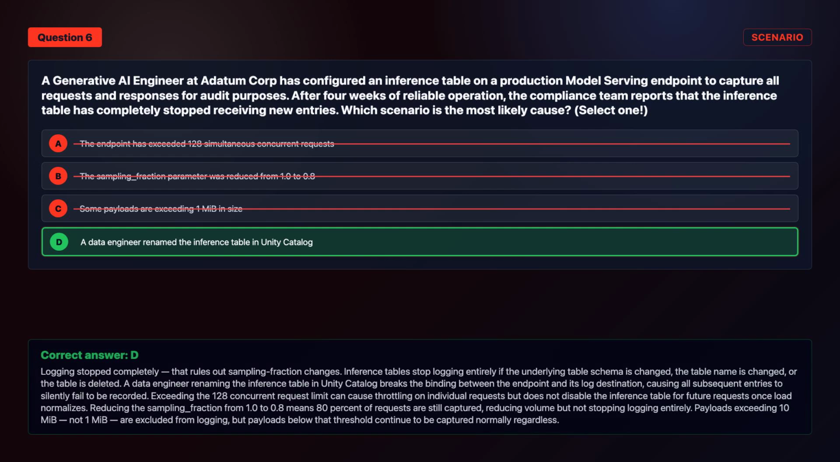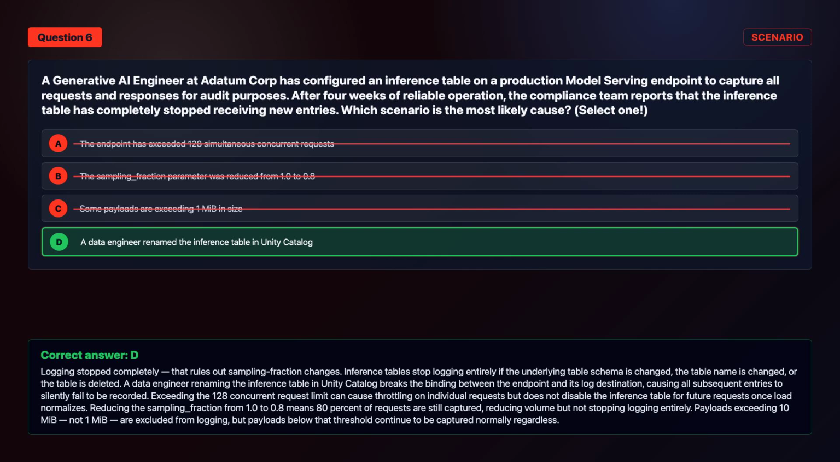The correct answer is option D. Logging stopped completely. That rules out sampling fraction changes. Inference tables stop logging entirely if the underlying table schema is changed, the table name is changed, or the table is deleted. A data engineer renaming the inference table in Unity Catalog breaks the binding between the endpoint and its log destination, causing all subsequent entries to silently fail to be recorded.